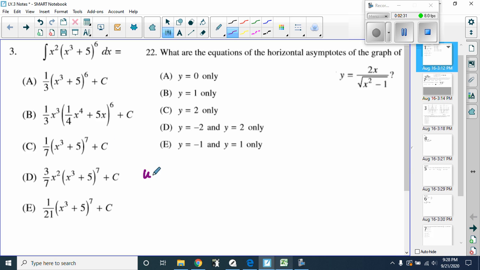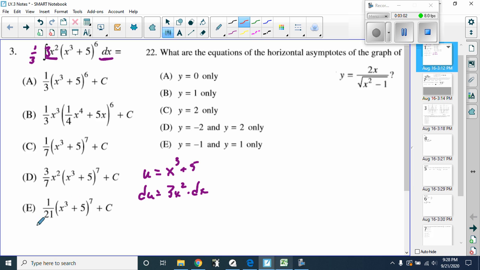We want to u substitute, make u equal to x cubed plus 5. So du would be the derivative of this, which is 3x squared times dx. So to get my du, I need 3x squared dx. I've got x squared dx, so I need to multiply by 3 so I can replace all that with du. But I also need to multiply by 1/3 to cancel out that 3 that I multiplied by.